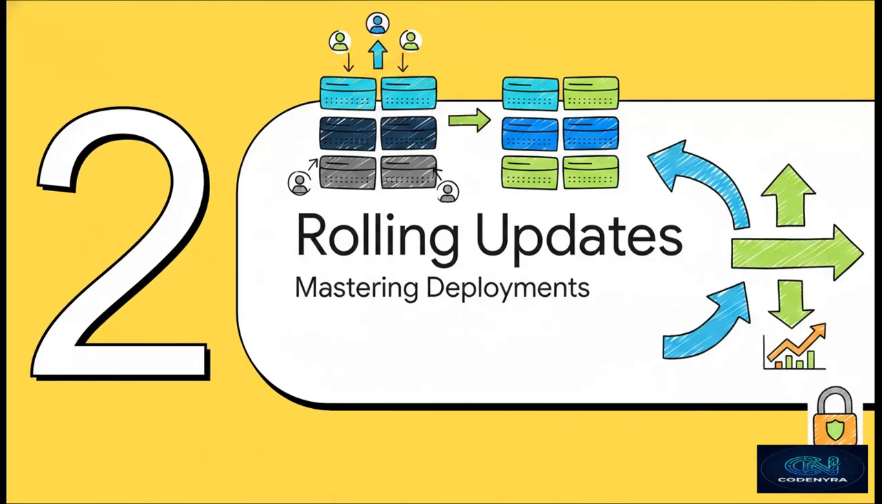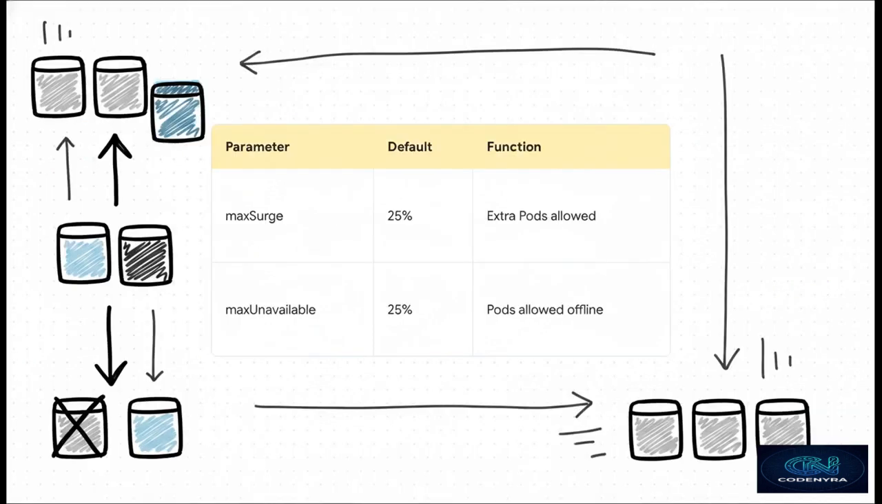Moving right along to section 2, mastering rolling updates. Now, the crucial point here is understanding the math behind this strategy. A rolling update is the default deployment strategy in Kubernetes, and it relies on 2 specific parameters to control the update: maxSurge and maxUnavailable. MaxSurge basically dictates how many extra pods can be created above your desired amount during the update, giving you extra capacity. Meanwhile, maxUnavailable dictates exactly how many pods you can tolerate being offline. By default, both of these are set to 25%.